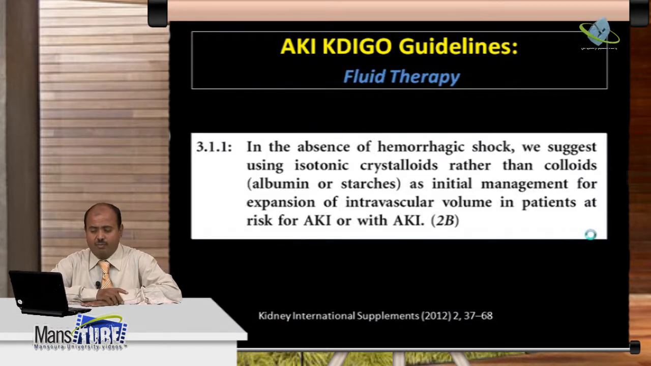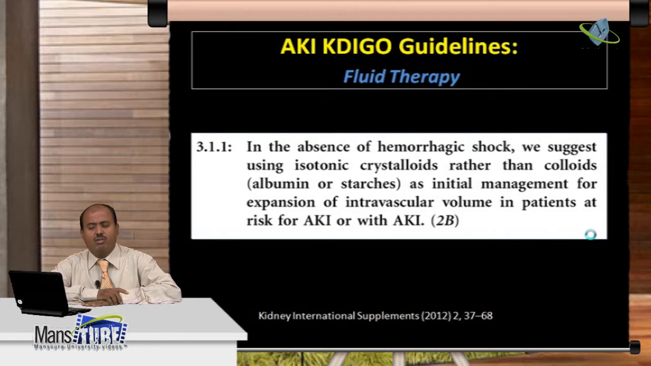Regarding fluid therapy, the question is, which is the best to be given to the patient, colloid or crystalloid? In the absence of hemorrhagic shock, because in hemorrhagic shock, it's better to give the patient blood. We suggest, this is a recommendation, the use of isotonic crystalloid, like isotonic saline, rather than colloids, albumin, or starch, because albumin or starch are more expensive and with more side effects, and they don't improve the patient outcome, and even starch may lead to starch-related nephropathy.